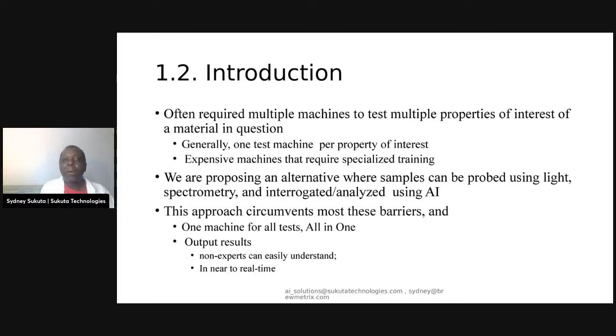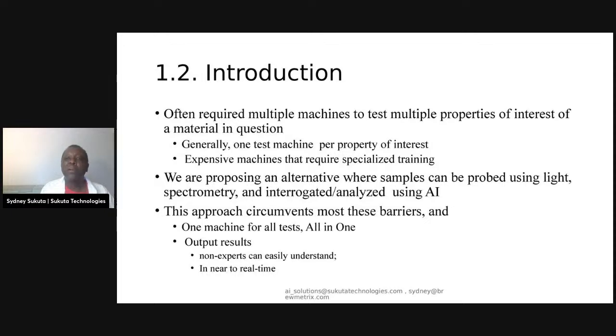Often also, in the traditional testing environment, you need multiple machines to do tests. Generally, one machine per parameter of interest, and that can be very, very expensive. So if you want to measure 5 things, you may have 5 different machines to work with. And these machines are very expensive and they require specialized training. So all those are barriers inhibiting people from doing tests they need to do.